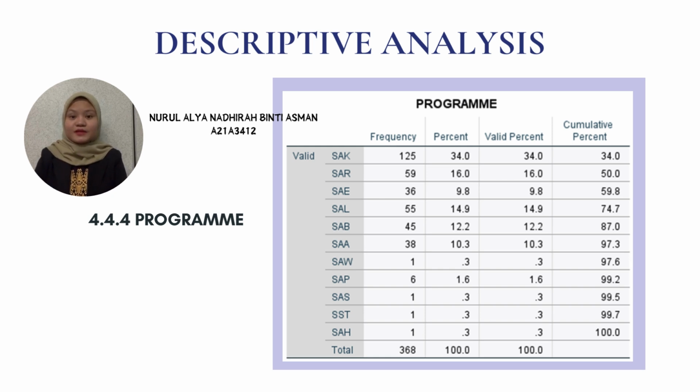Lastly, the highest number of respondents for program is from the SYAHIN program, 125 out of 368. ACR follows with 59, then SAL with 55. SAB and SAA have 45 and 38 respondents respectively. SAE has 36, SAP has 6, and SAW, SAS, SST, and SAH each have 1 respondent. That's all from me.